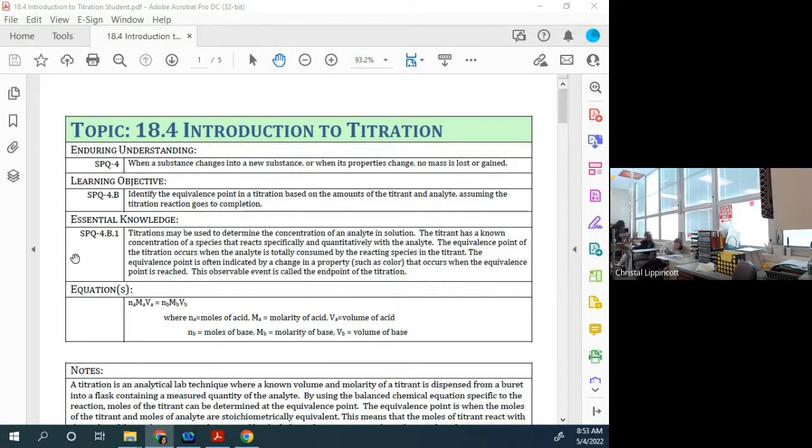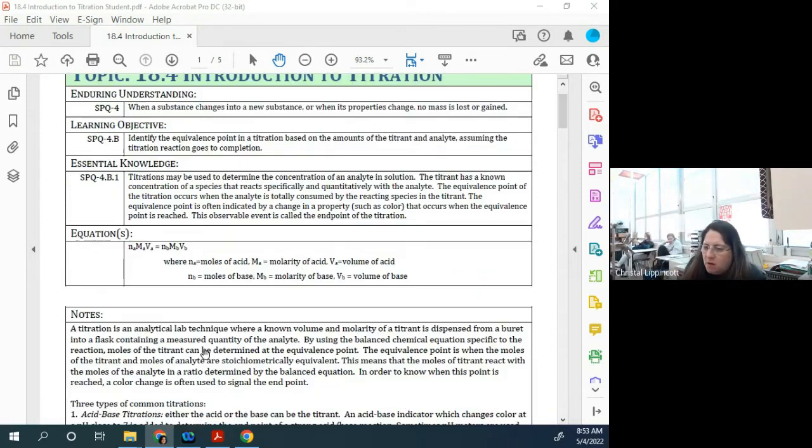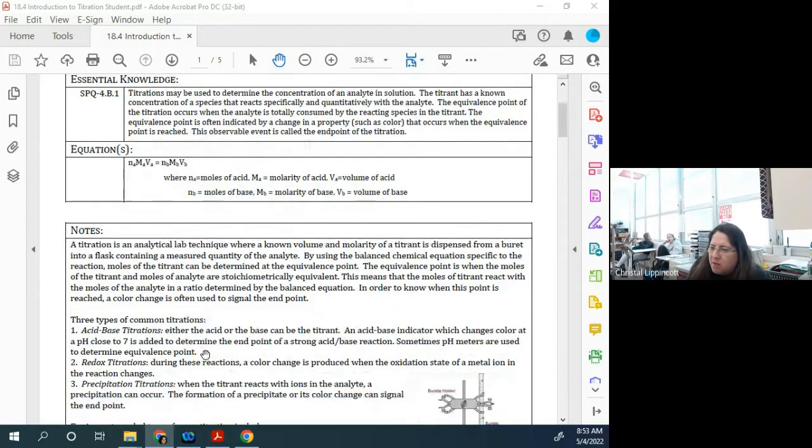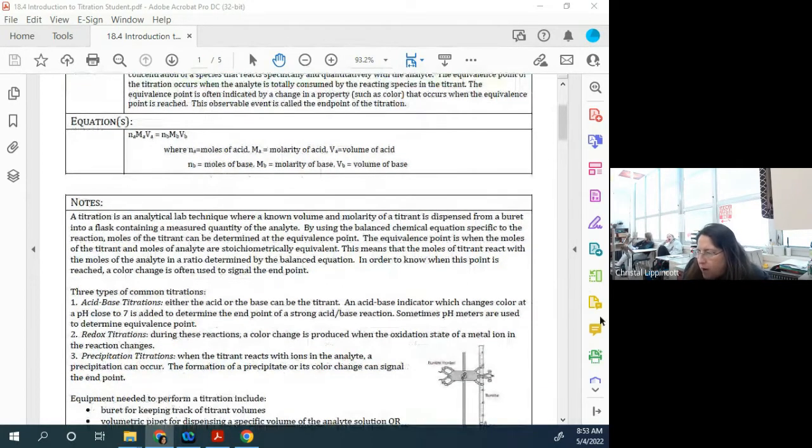Too many words. All right, so these are the notes that you're going to be looking for. We've got something that we're going to talk about, titration, and the primary equation that you're going to be using for this.